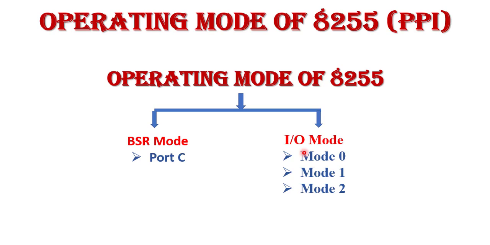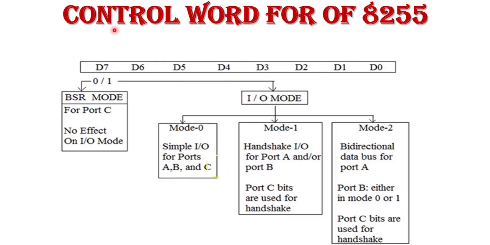Next is input output mode. Input output mode is further classified into 3 modes, mode 0, mode 1 and mode 2. So in this way we can program 8255. Now the control word of 8255. 8255 can be programmed with the help of this control word.